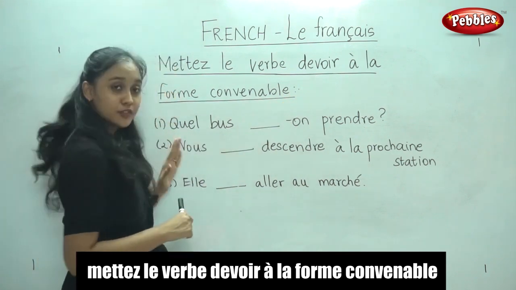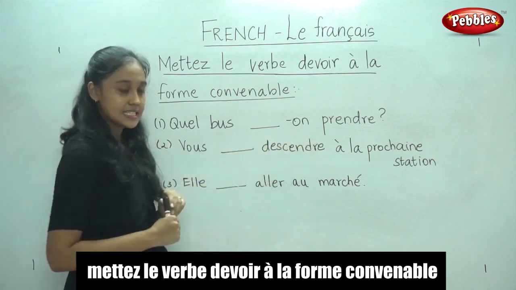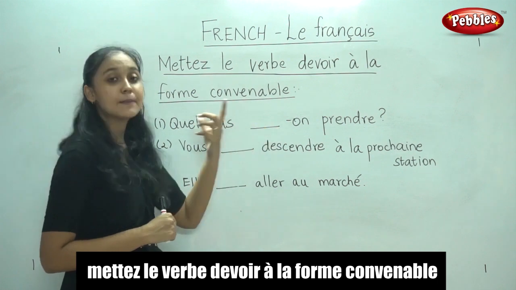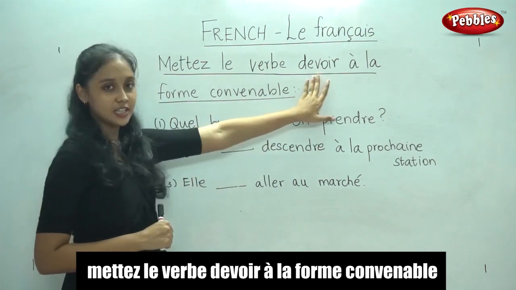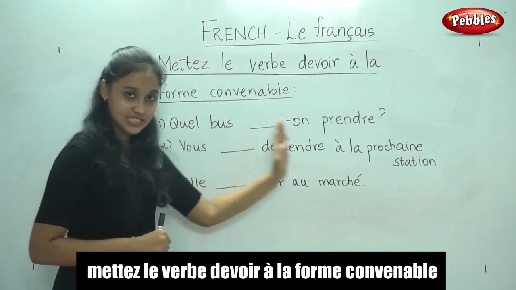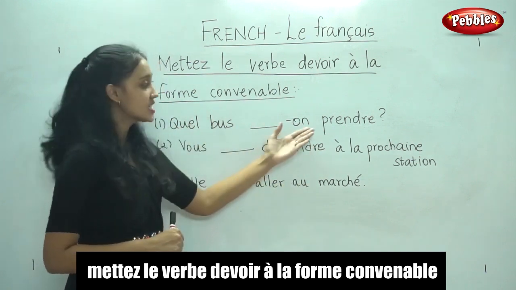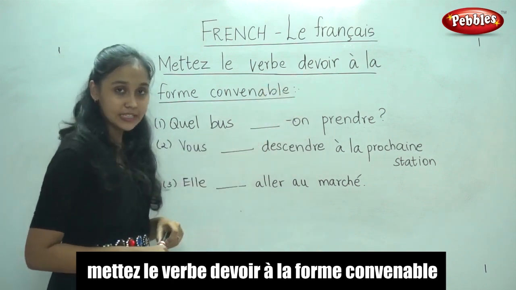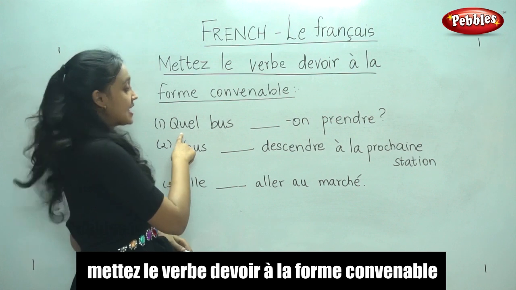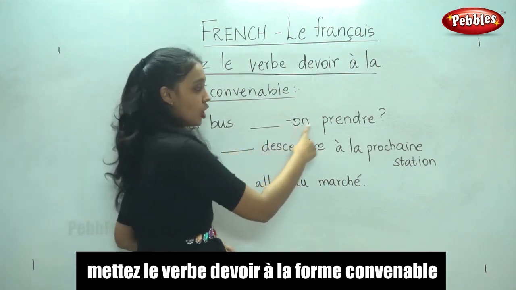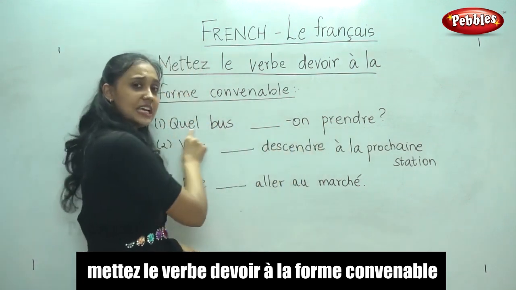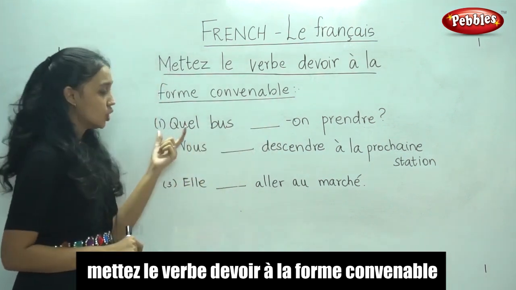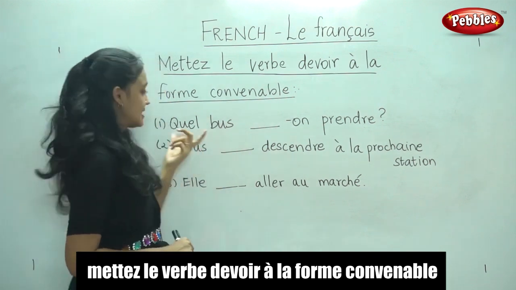So what we have to do here is you have to read the sentence. First read the sentence. Understand for which subject pronoun we should conjugate devoir. Very simple. First read the sentence and see for which subject pronoun we have to conjugate it. So shall we begin? So the first sentence is quel bus dash en prendre. Now if you see, in this sentence we do not have a subject pronoun. So we need to read and understand the sentence.